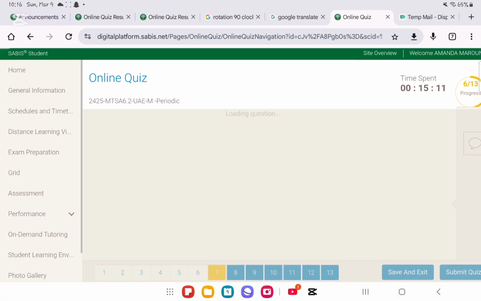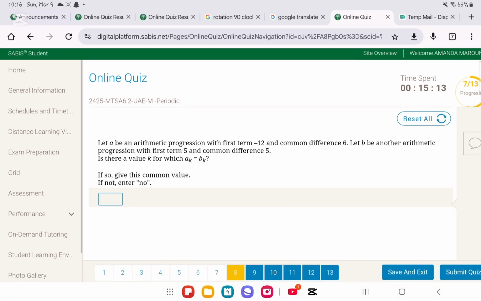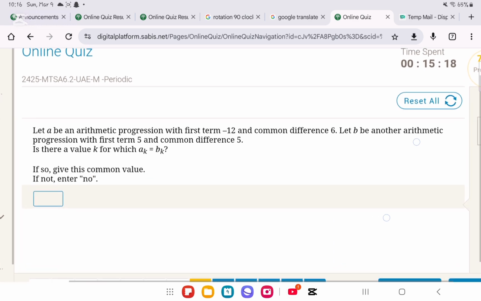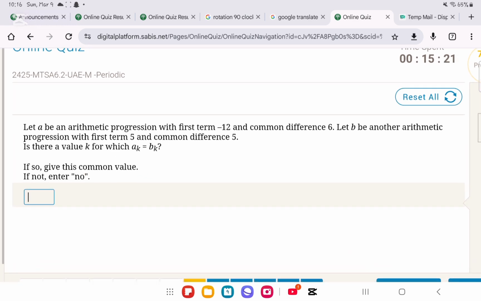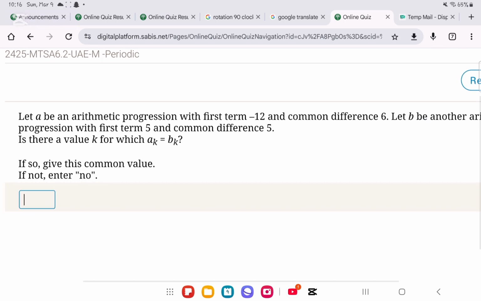We move on to question number 8. In question number 8, they said, let A be an arithmetic progression with first term -12 and common difference 6. Let B be another arithmetic progression with first term 5 and common difference 5. They need a value k.